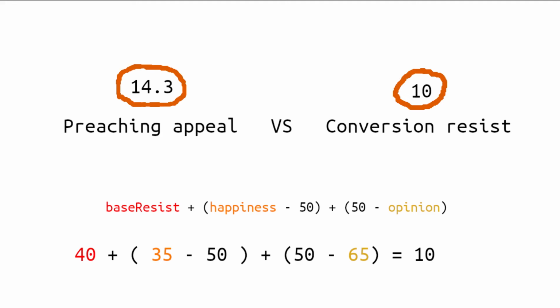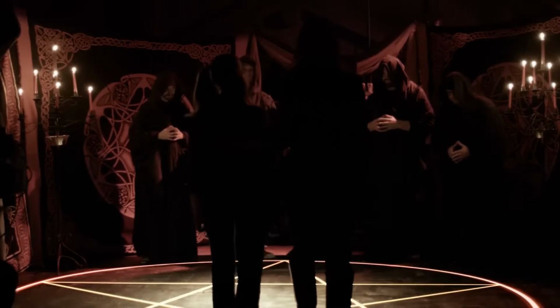If we compare this calculated conversion resistance to our previously calculated preaching appeal, the preaching appeal is greater than the conversion resistance, meaning that in this preaching interaction, a person was successfully converted to the cult, and the occult has begun to spread at the smallest possible level.